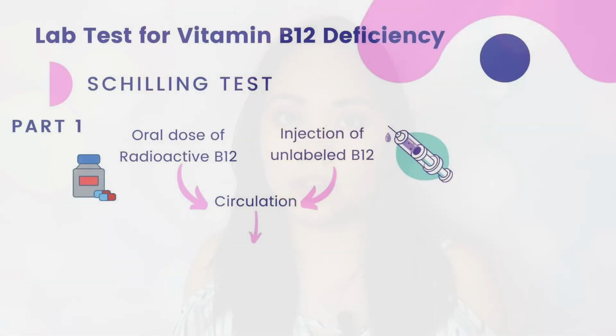So it's divided into two parts. There's part 1, where you give the patient an oral dose of vitamin B12 that's radioactively labeled. So the patient takes that, and at the same time they get an injection of an unlabeled vitamin B12. The reason for the injection is that we are trying to saturate your cobalamin receptors. Cobalamin is another word for vitamin B12.